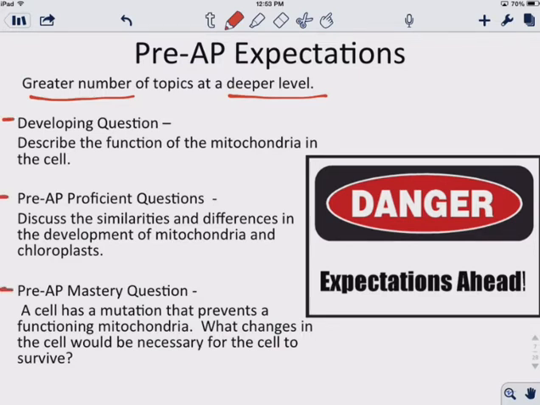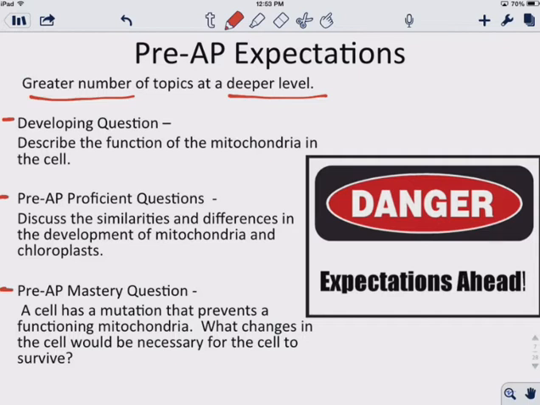level questioning. A developing level question is pretty much what a regular or general ed chemistry class would be striving to be able to answer. And so, for example, from biology, describe the function of the mitochondria in the cell.